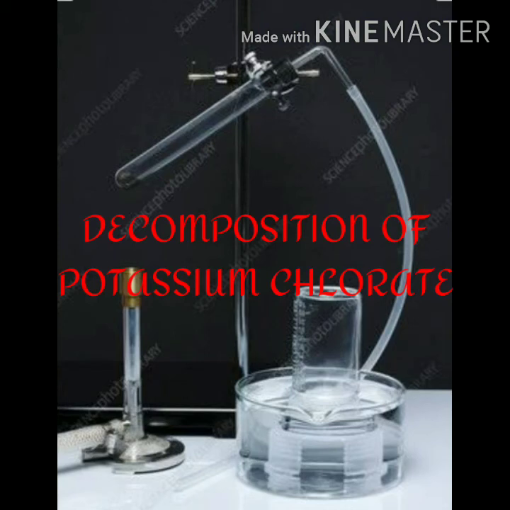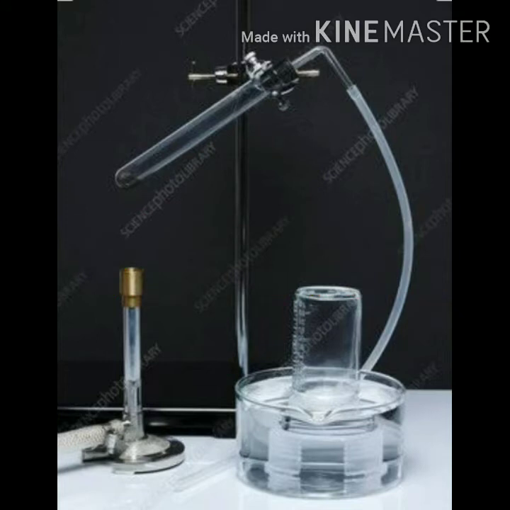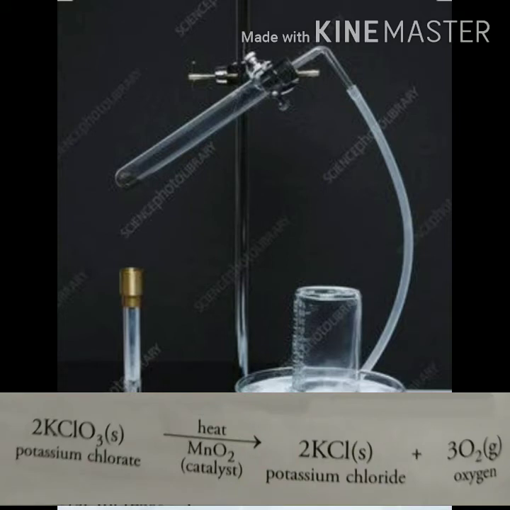The next example of thermal decomposition is decomposition of potassium chlorate. If you see the equation, KClO3 is potassium chlorate. When it is heated, it gives out KCl, that is potassium chloride, and O2, that is oxygen. If you see the reaction properly, besides heat in the arrow, just below the arrow, MnO2 is written and catalyst is written. So what is a catalyst?